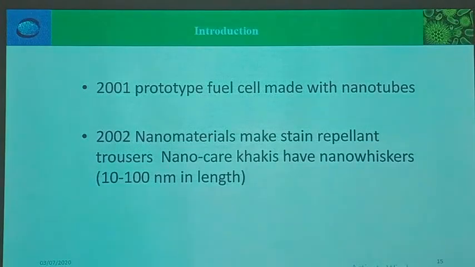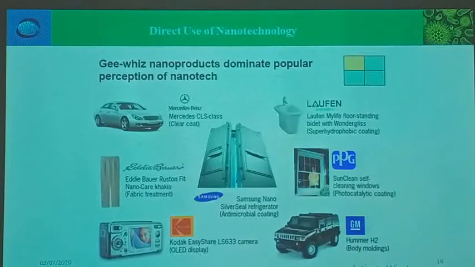In 2002, nanomaterials were used to make stain repellent trousers. They used nanomaterials in the textile industry to make stain repellent trousers. So we have discussed the brief history of nanoscience and nanotechnology, and we are using nanotechnology directly in day to day life.